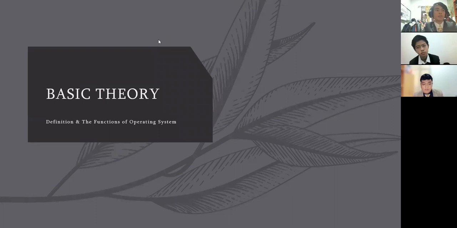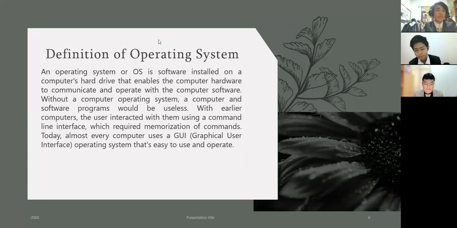Basic theory, definition, and the functions of operating system. Definition of operating system. An operating system, or OS, is software installed on a computer's hard drive that enables the computer hardware to communicate and operate with the computer software. Without a computer operating system, a computer and software programs would be useless.